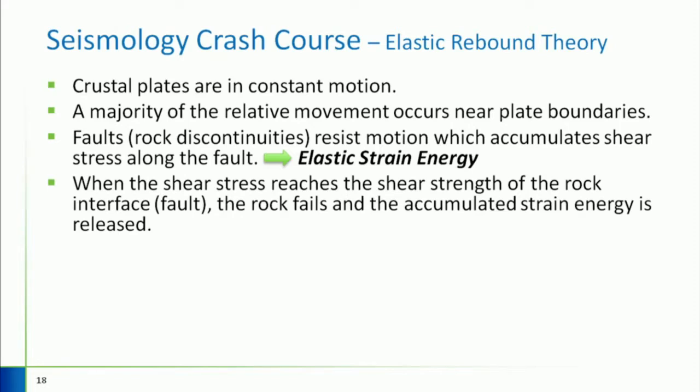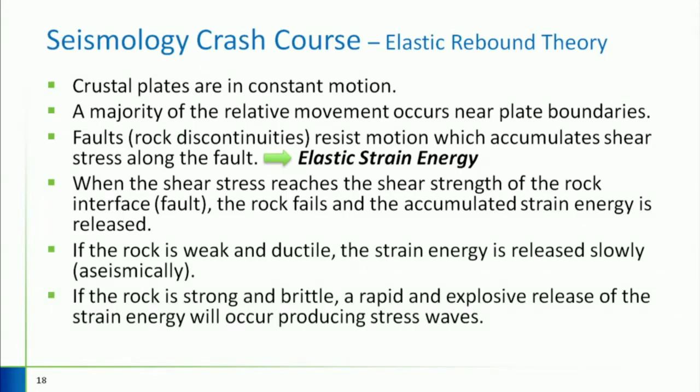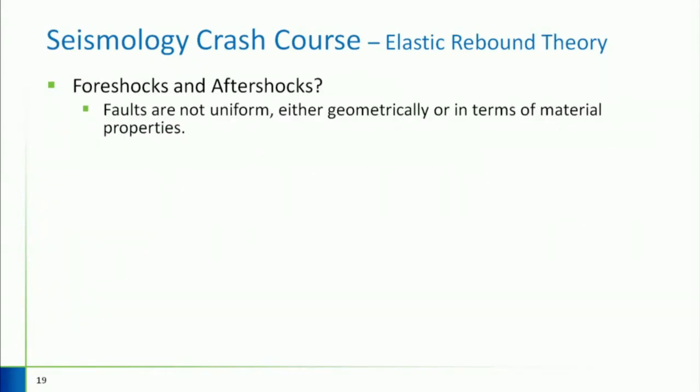And as they resist that energy, the motion that would have happened turns into a stress on that fault, and that stress is the capacity for energy release. So if it's weak and ductile, it'll release slowly. If it's strong and brittle, it'll release all at once in a very high energy. The really cool thing about this is it was the first theory that allowed us to define foreshock and aftershock.